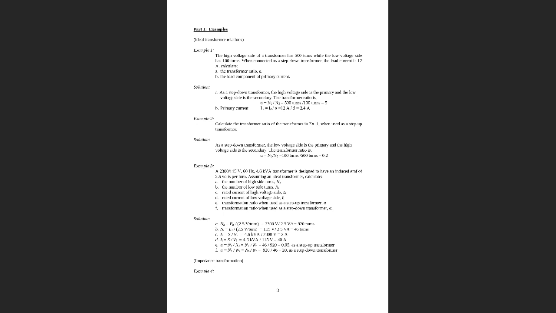Do not confuse it. Then, for an ideal transformer, the higher the voltage, the smaller the current, because the power is the same. As a result, the primary current is the secondary current over the transformation ratio. The loading current on the secondary side is 12 amperes. As a result, the load component of the current on the primary side is 2.4 amperes. By these questions, I hope you can fully understand the definition of the transformer ratio and the relationship between the primary and the secondary currents.